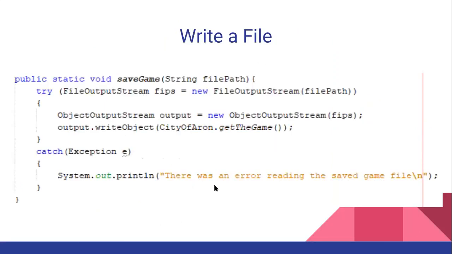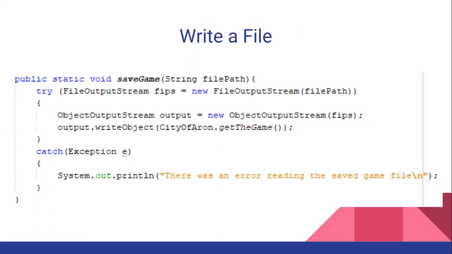Now, I want to talk a little bit about the file, and I have this method of the game, and the name is save game. The save game is a try catch too. It tries to create a new file output stream with a file path. The method receives a file path, and then it creates a FOS, that is a file output stream.